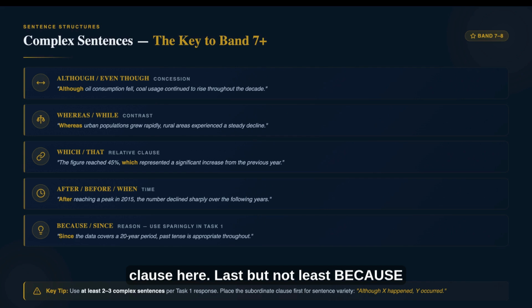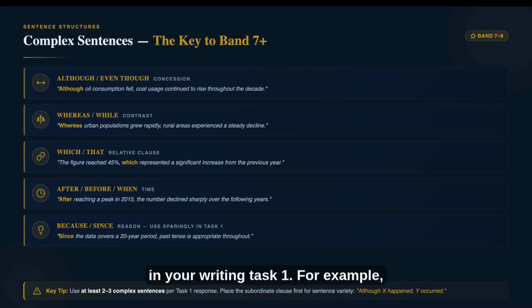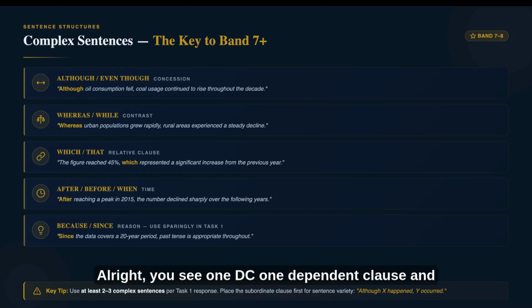Last but not least, because and since are used to express reason. Again, these words should be used sparingly in your writing task 1. For example, since the data covers a 20 years period, past tense is appropriate throughout. Alright, you see one DC, one dependent clause, and one independent clause there.